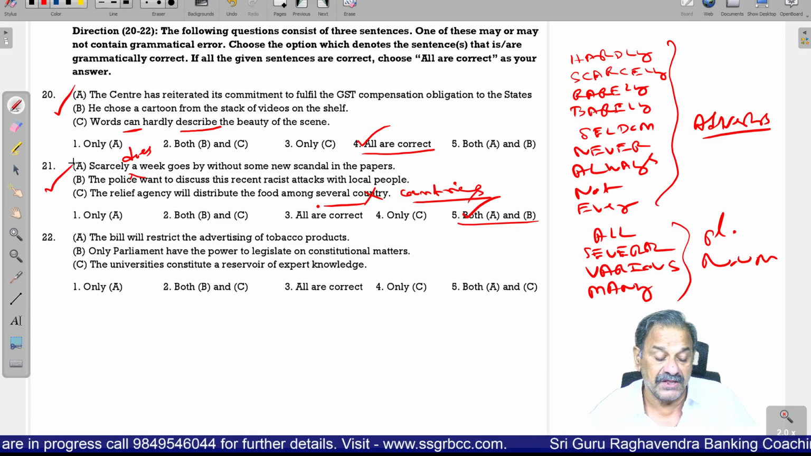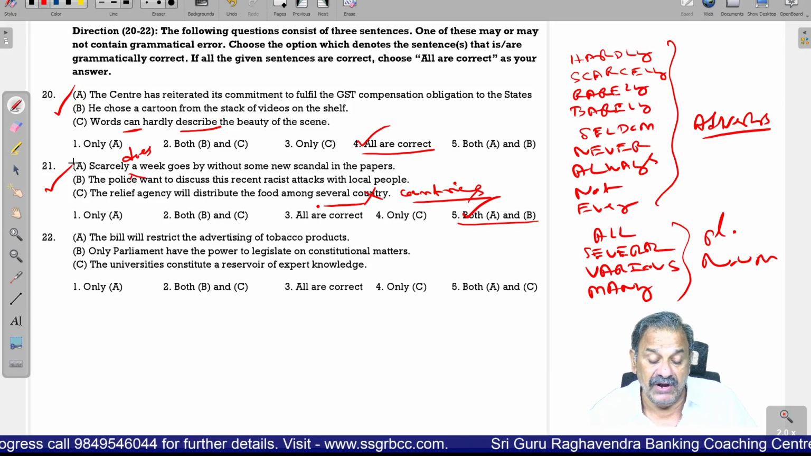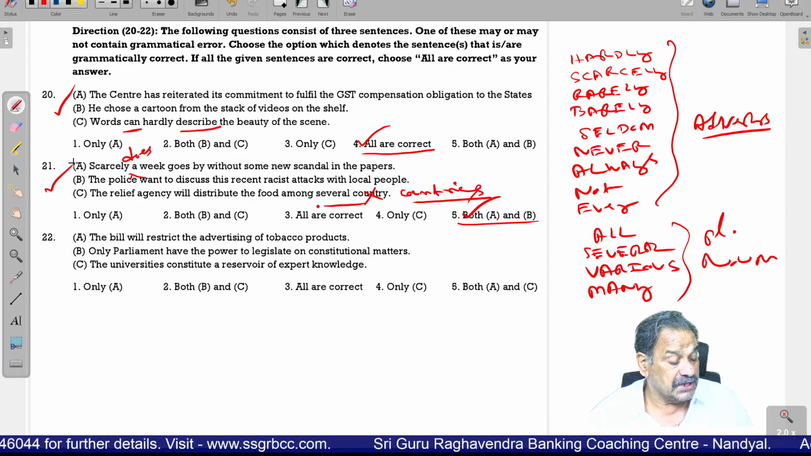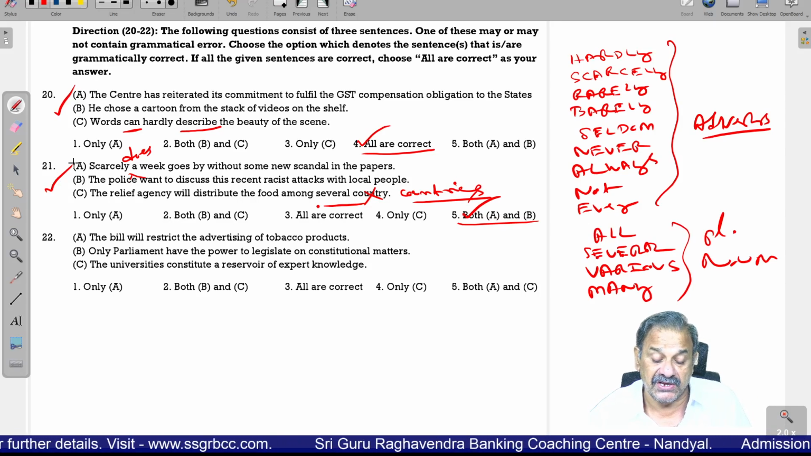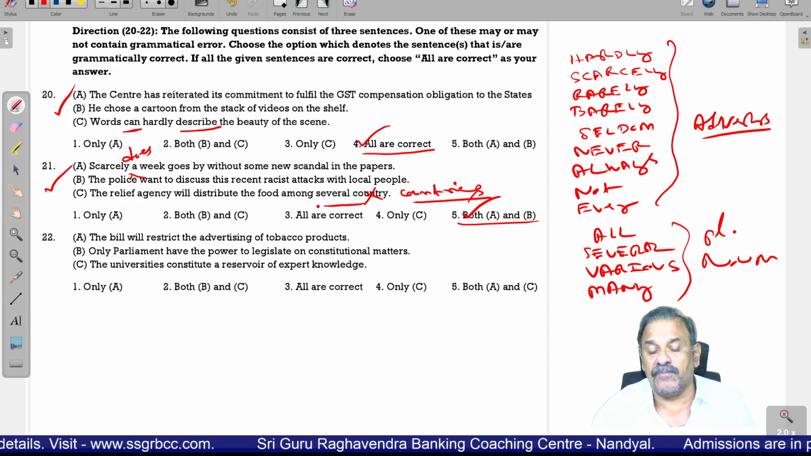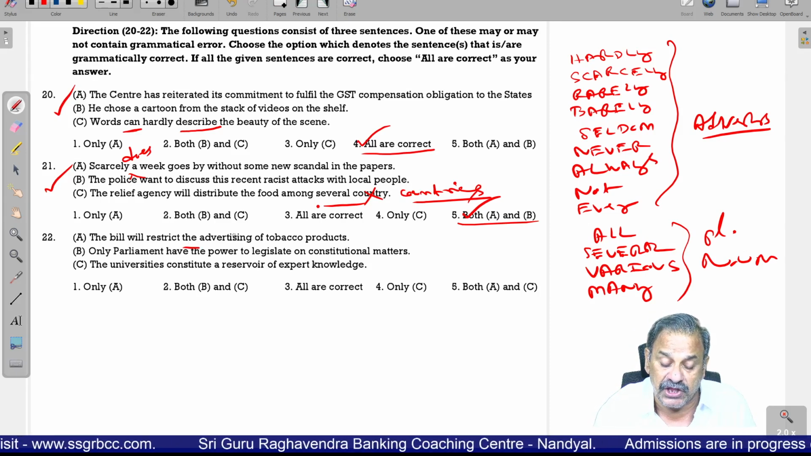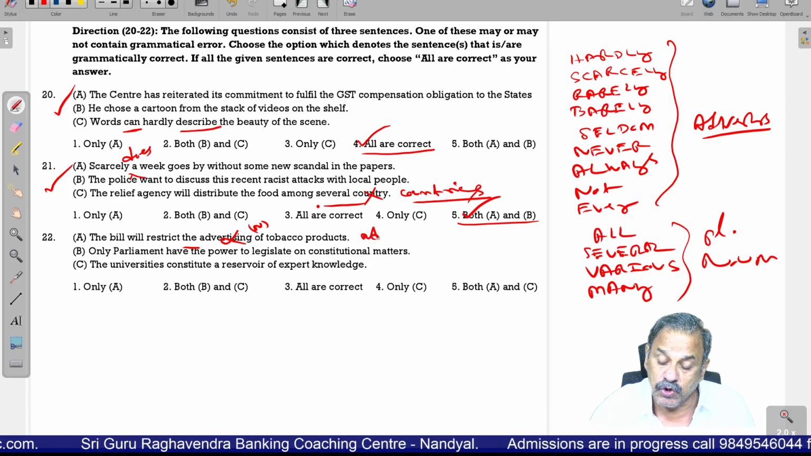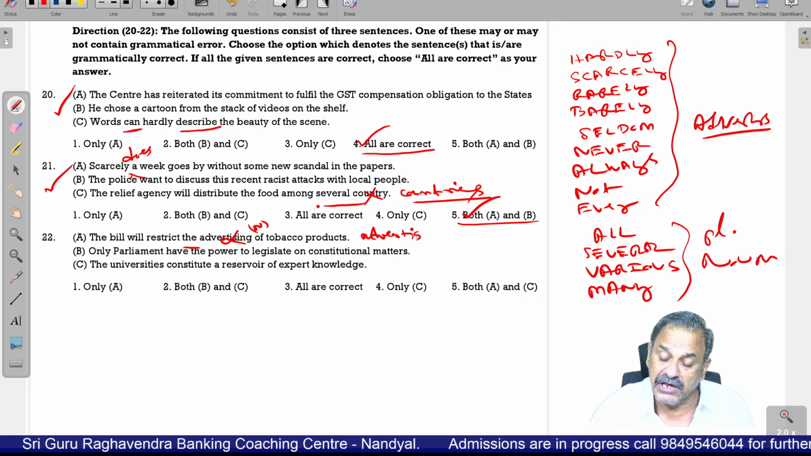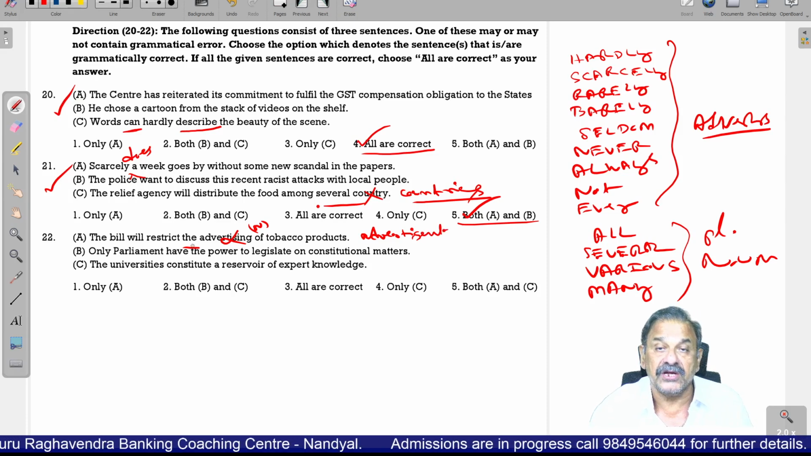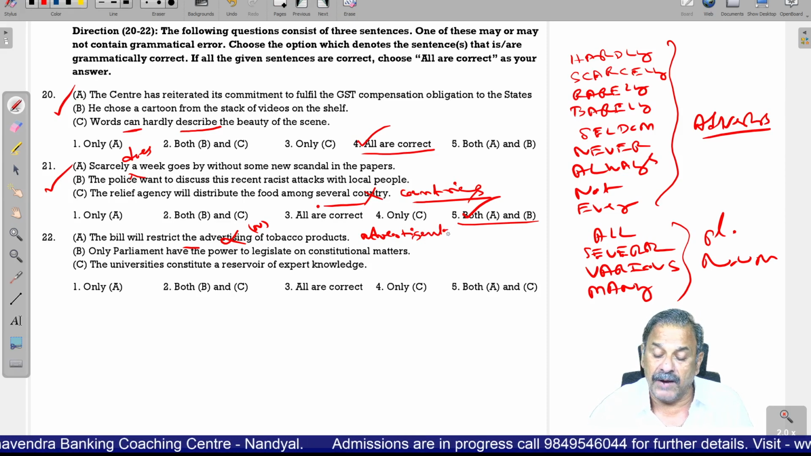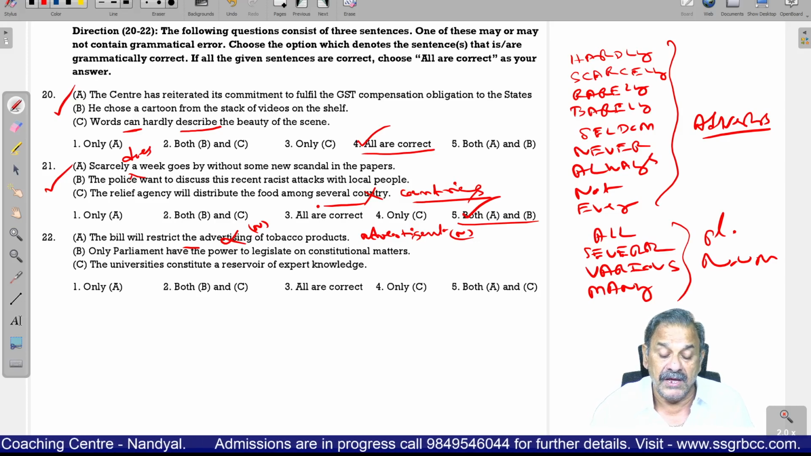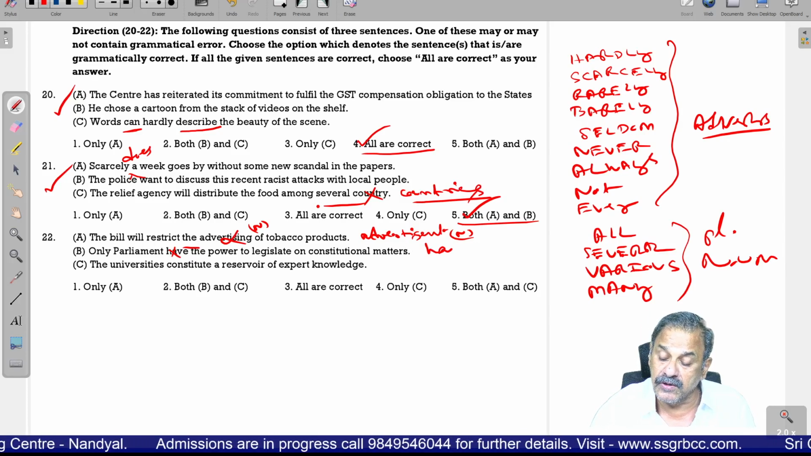Then 22nd, the bill will restrict the advertising of tobacco products. The bill will restrict the advertisement of. After the, what do you have to use? Noun. Here advertising is an adjective, so you have to use advertisement. Why? The article. After the we have to use a noun.